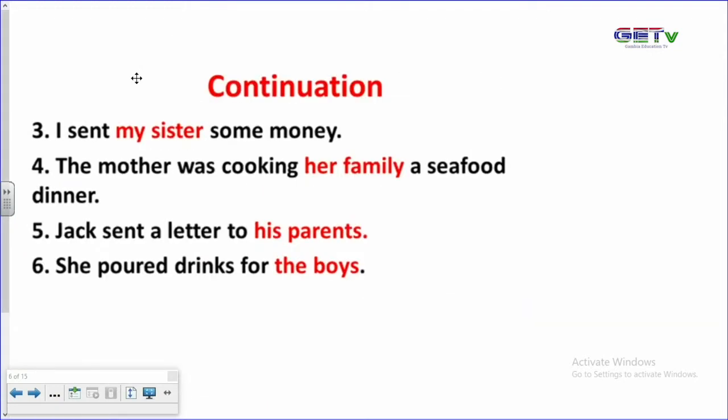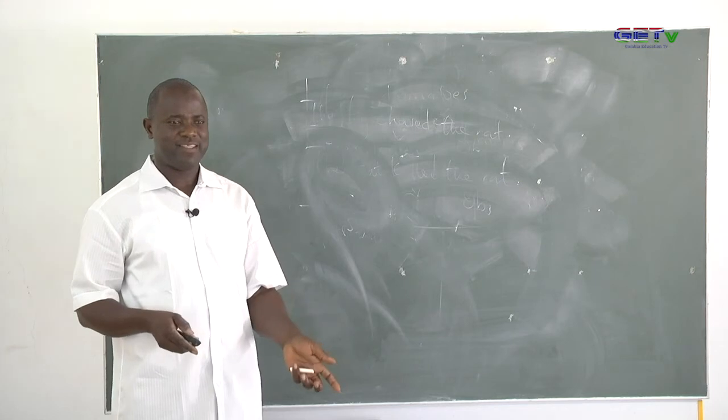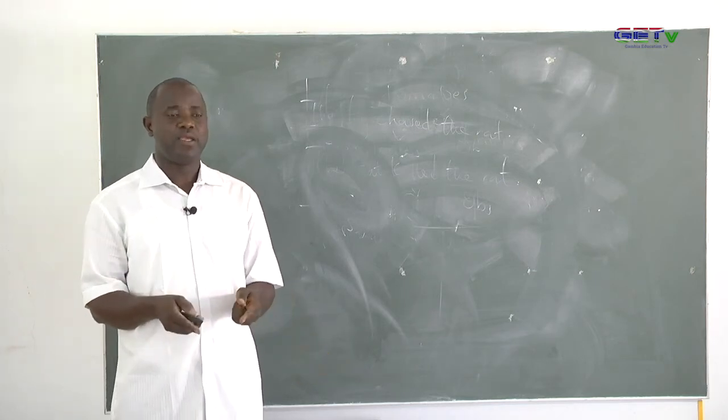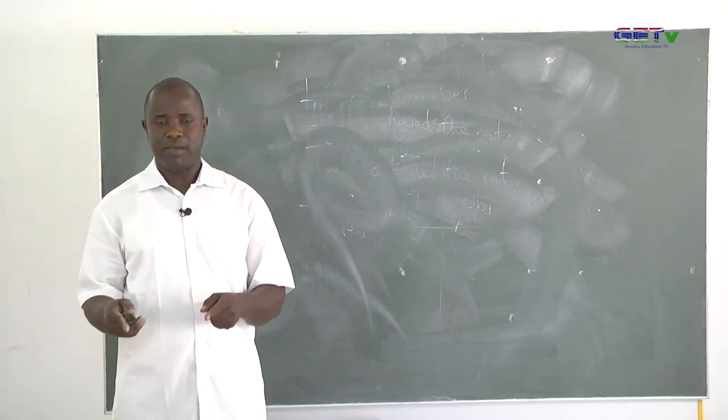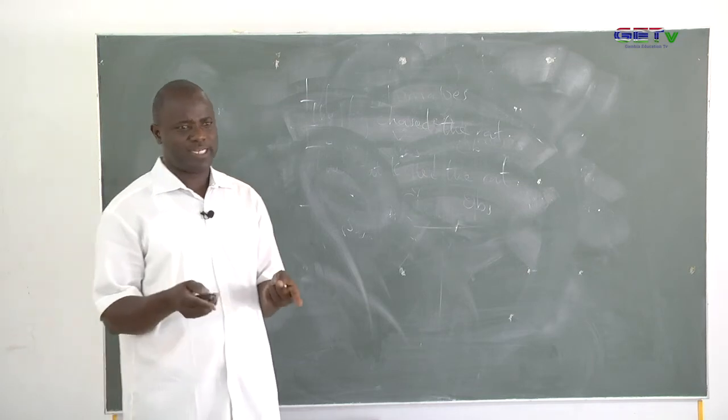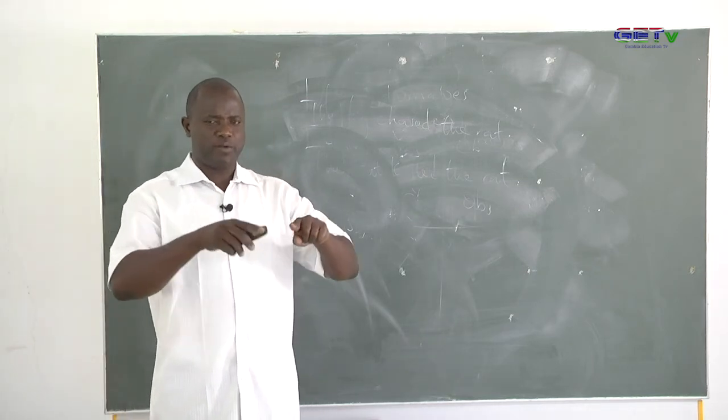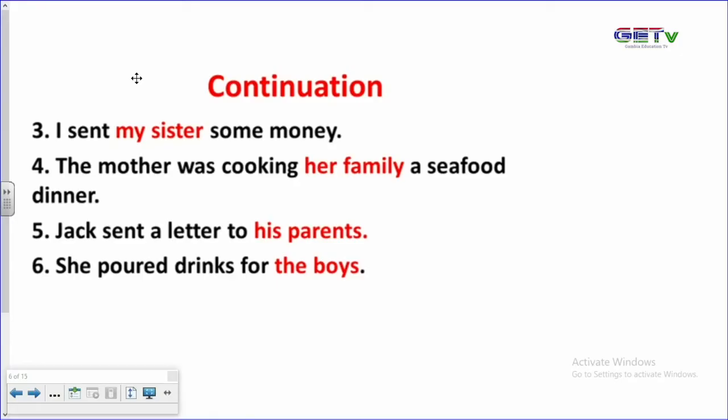We look at this: I sent my sister some money. If you look at this sentence also, we have a direct and indirect object. What is the indirect object? My sister. What is the direct object? Some money. How do we know that? Because if you look at the subject, which is I, he did something. What did he do? He sent. What did he send? Some money.